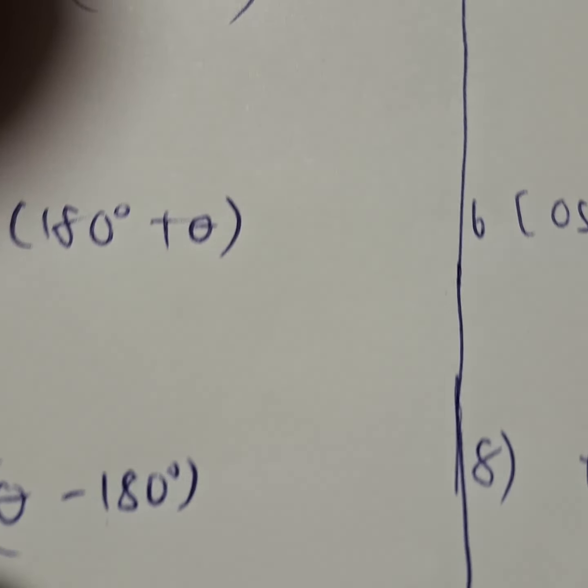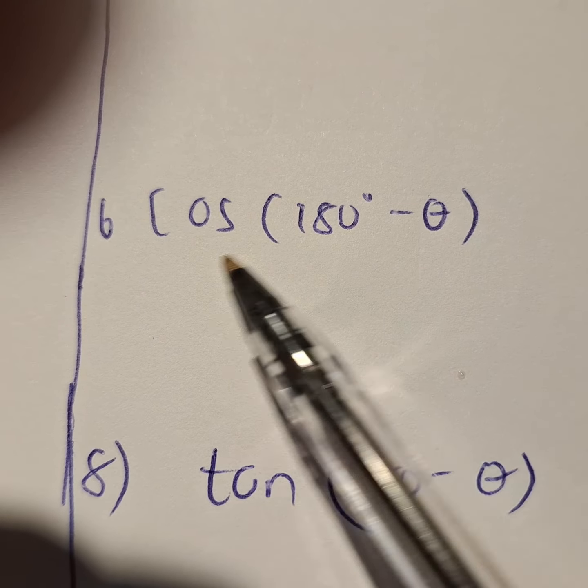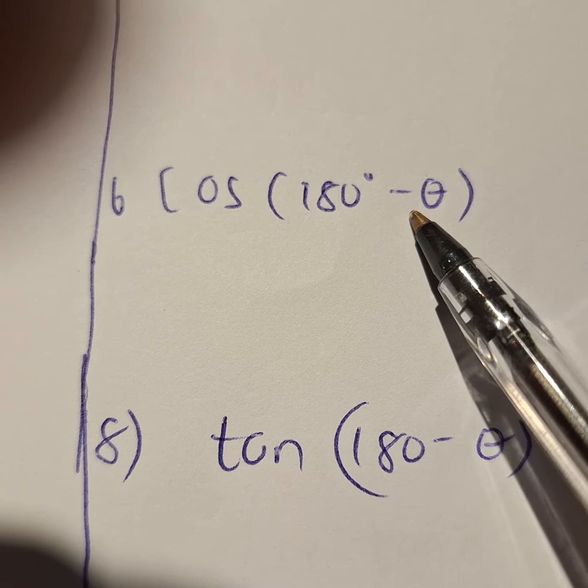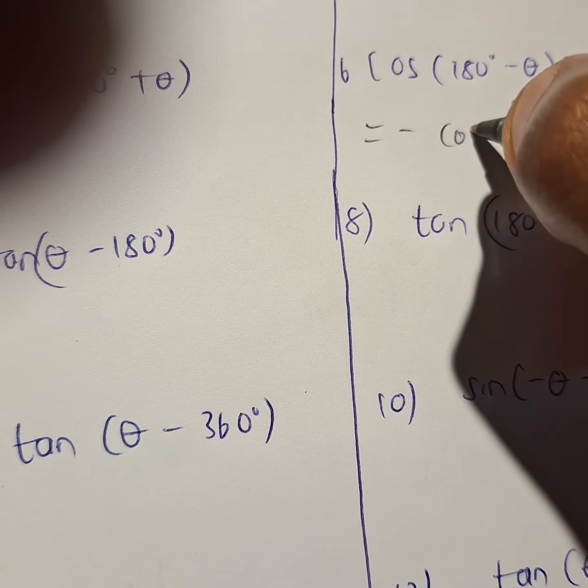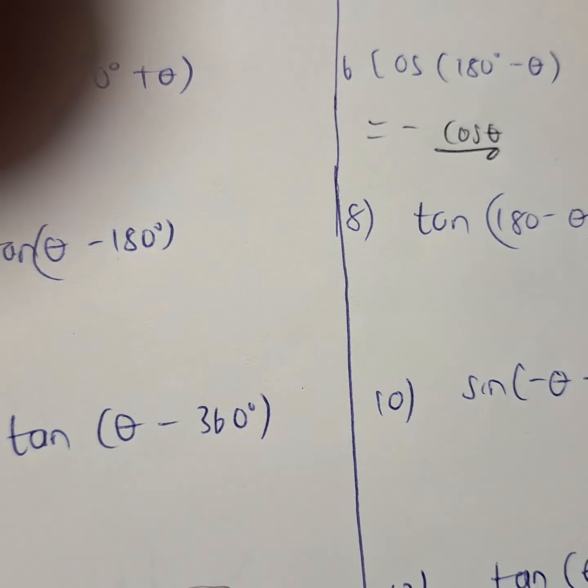And just one more. Cos of 180 minus theta. 180 minus theta is in which quadrant? It is in the second quadrant. How is cos? It's negative. So we write negative cos of theta.